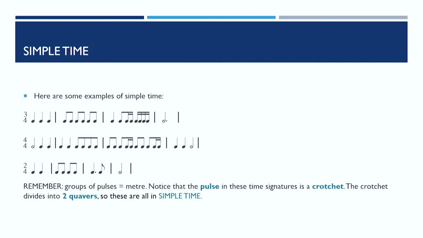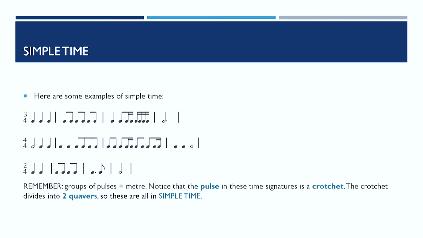Okay, so let's have a look at some examples of simple time. In the first example, we have the time signature 3/4. That means that we are dealing with, the bottom number tells us crotchets. The 4 tells us crotchets. The top number tells us that we have 3 crotchets in a bar. So if you look at the first bar, there are 3 crotchets. In the second bar, we've got 6 quavers. All of those bars are equal to 3 crotchets. All of the crotchets in this bar, or the pulses, the 3 pulses, can divide into 2 quavers. The pulses are crotchets and the beats are quavers.